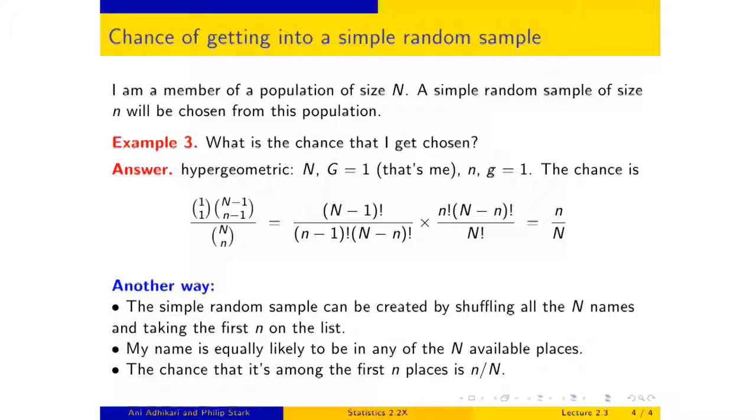As an exercise, you might try to do this. Suppose my friend and I were both members of this population. You might want to try and figure out the chance that we both get in. How will it differ from what we've done here? Same population size, same sample size, good elements now. Yeah, both of us, my friend and me. So capital G will be 2. How many good elements do we want in the sample? We both want to get in. So little g is 2 as well.